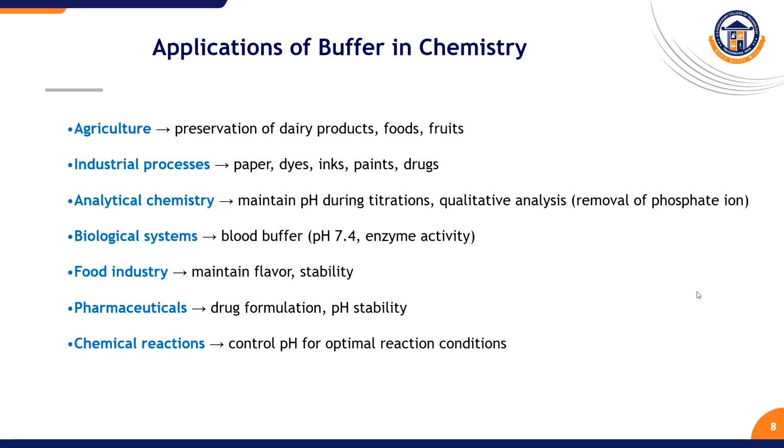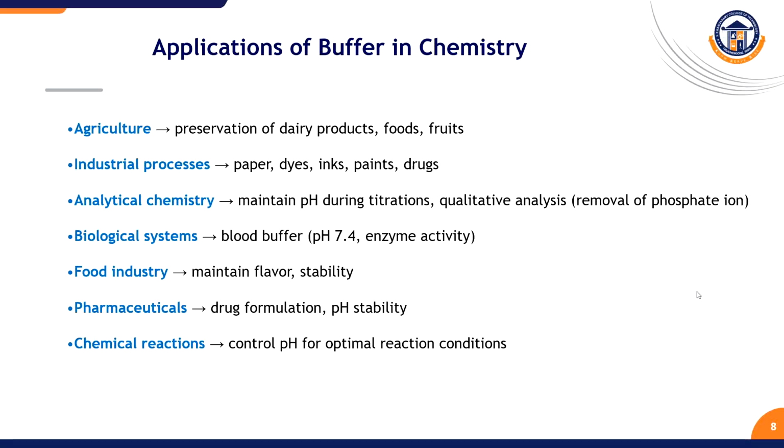Industrial processes like the paper industry, dye industry, ink and paint, and drug industries. In all these industries, pH is very, very important. If the pH is not maintained, we are not able to get the desired product, or else the quality of the product will be lost and the quantity will also be reduced.